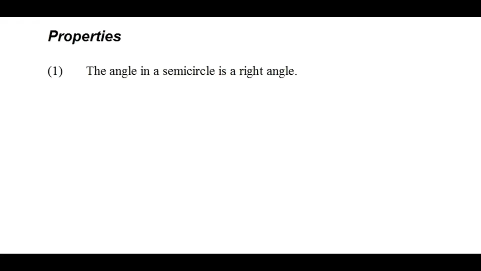Hi there, in this video I'm going to go through the properties in relation to a circle. So here's the first property. The angle in a semicircle is a right angle. So by right angle we mean 90 degrees.